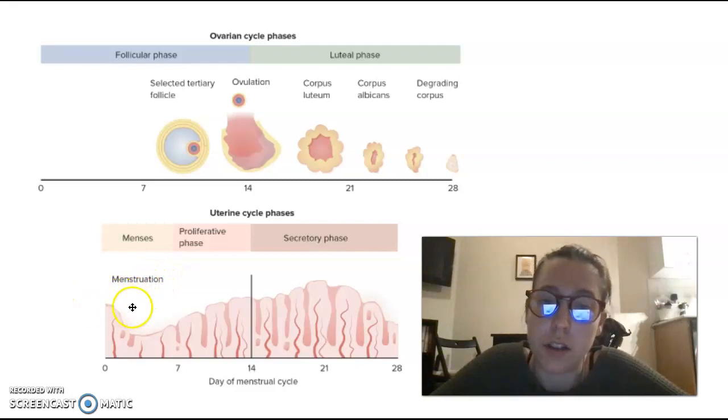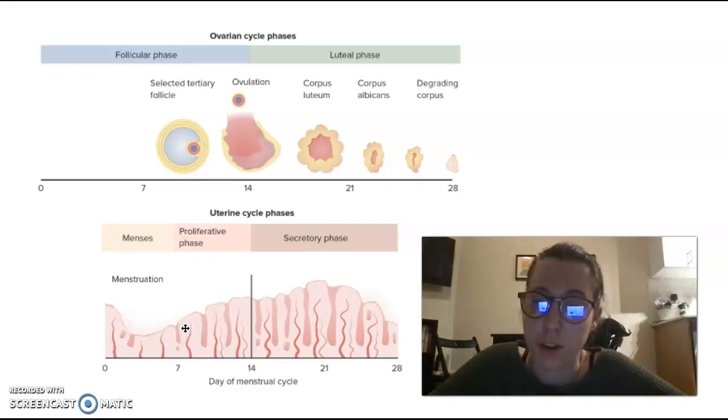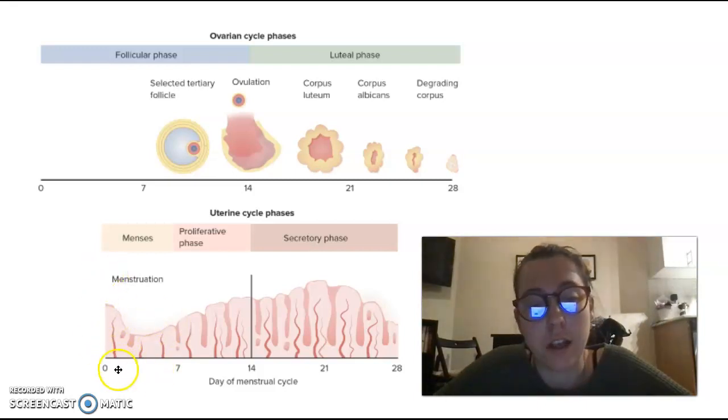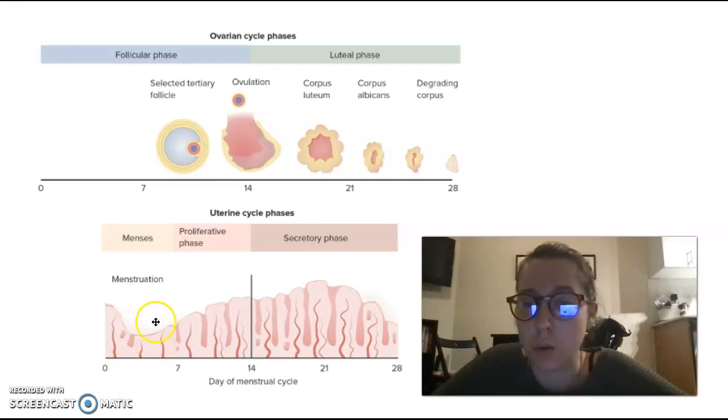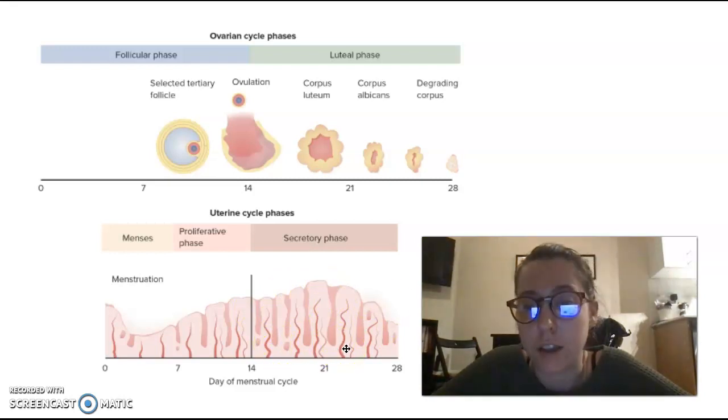The other cycle is the uterine cycle. The uterine cycle refers to the changes that happen in the endometrium, or the lining of the uterus. The first stage of the uterine cycle is the menses, which is the menstrual bleeding from the uterus, or menstruation. The proliferative phase is when a new layer is added to the endometrium to prep for pregnancy. And the secretory phase is this third phase over here that is characterized by a thickened endometrium that becomes a secretory structure.